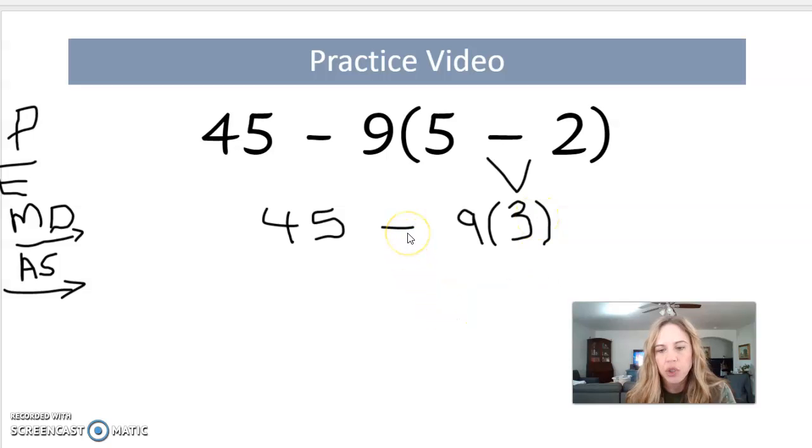Well, now I have subtraction and multiplication. Well, what should I do first? Should I subtract first or multiply first? And my steps tell me to multiply first. So 9 times 3 is 27.